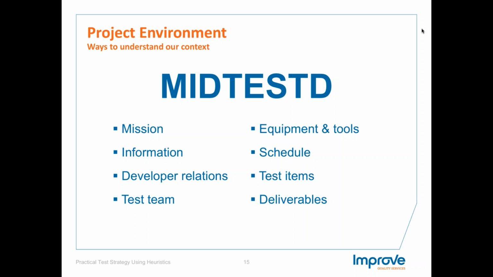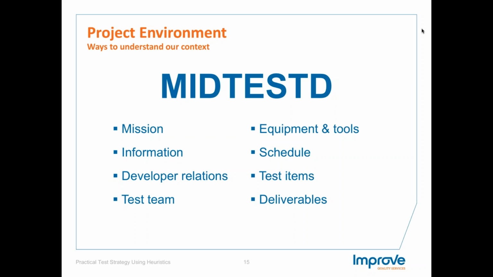So if I think about context, I think about mission. I think, what is my mission? What do I try to achieve with my testing? What information are my stakeholders looking for? Information helps me think about what do I know already? What information is available to me?